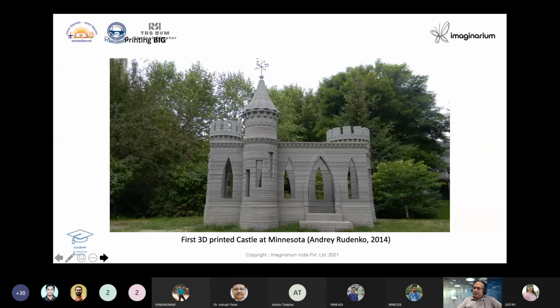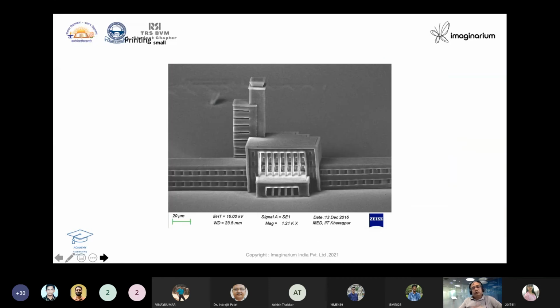And some people ask, so all the other technologies will go? Probably they'll coexist, not everything will go off. So they have tried to print big things. They also tried to print small things, very important.